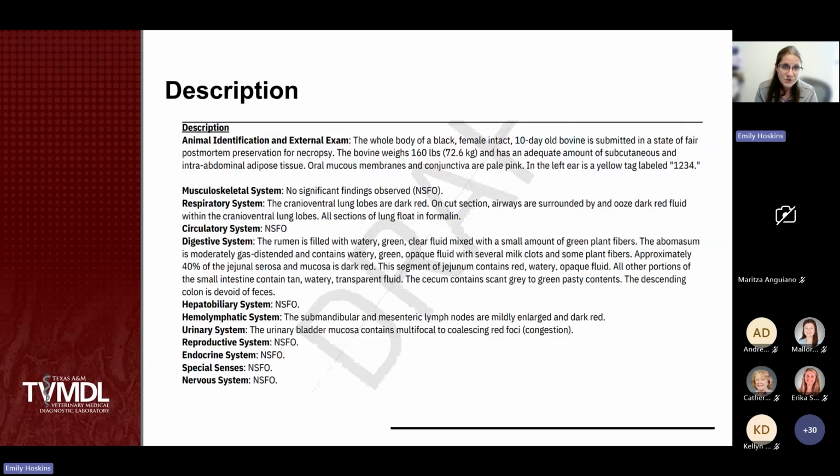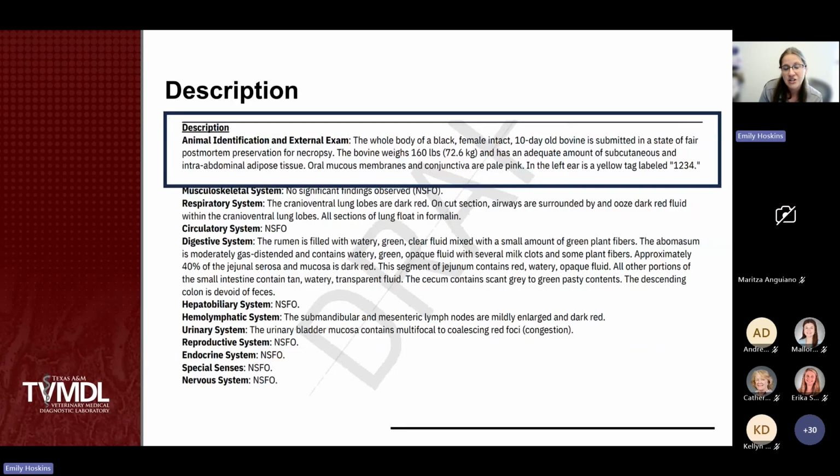So first, for the description, we're going to have the animal identification and external exam. And this is going to have the signalment. It's going to have the amount of autolysis or postmortem decomposition that we're able to see from the carcass, how much we think is present. It's going to have the weight. It's going to have an ideal body condition score. And then it's going to have any identifying features, so tattoos, brands, microchips, that type of thing.